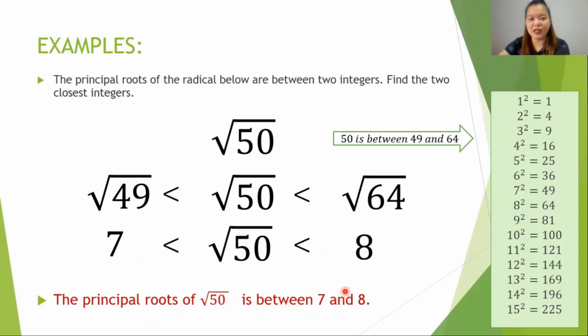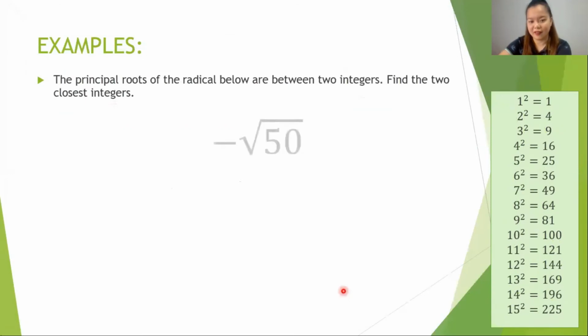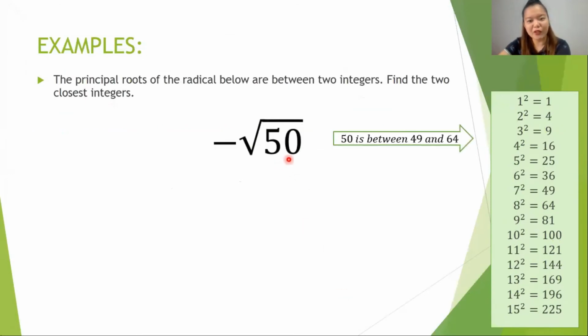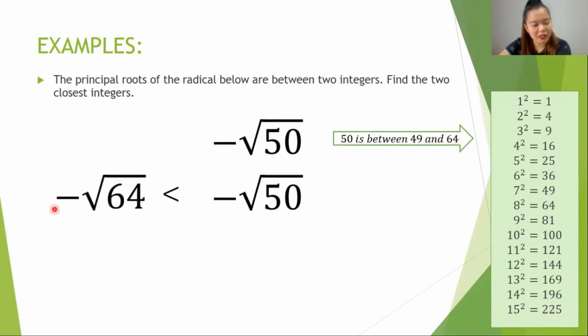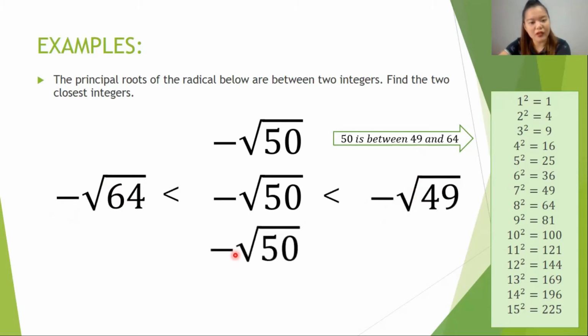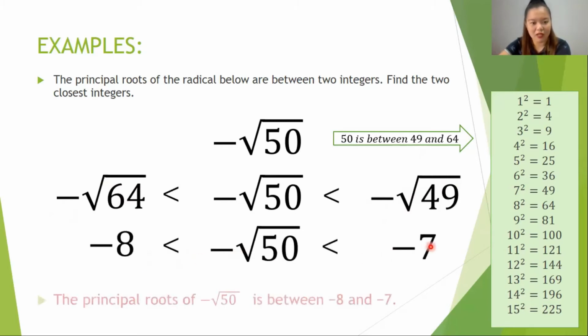If we have a negative number again, negative square root of 50, and we know that 50 is between 49 and 64, yung 64 dito na kasi negative. Ganon, negative square root of 64. At dito na rin yung 49 or negative square root of 49. Therefore, negative square root of 50 is greater than negative 8 but lesser than negative 7. And the principal root of negative square root of 50 is between negative 8 and negative 7.